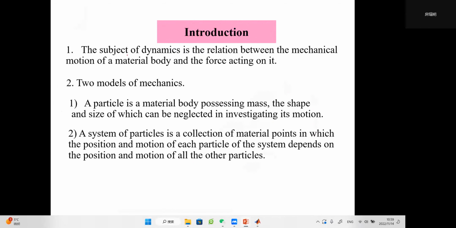So first, the subject of dynamics is the relation between the mechanical motion of a material body, because a body of different material will have a different mass, right? Because we know mass equals rho times volume, and this rho is 密度, how to say it in English, density, right? Density times volume. So different material will have different density, and the same volume of different material will have different mass.